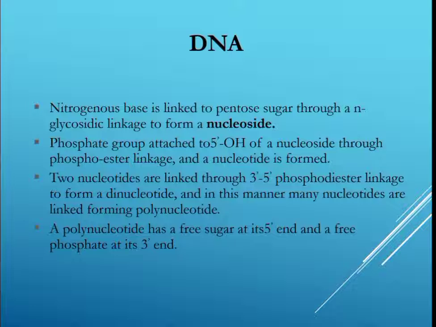Bases are linked to pentose sugar by the glycosidic linkage, which forms the nucleoside, and the phosphate group is attached to the 5' OH of a nucleoside through a phosphoester linkage, and as a result a nucleotide is formed. Then two nucleotides are linked to each other by a 3' to 5' phosphodiester linkage, which forms the dinucleotide, and in this way nucleotides form a polynucleotide chain. A polynucleotide chain has 5' and 3' ends free.